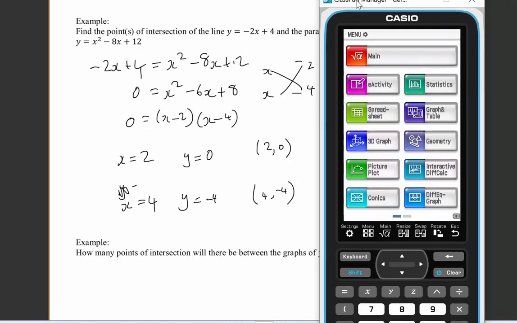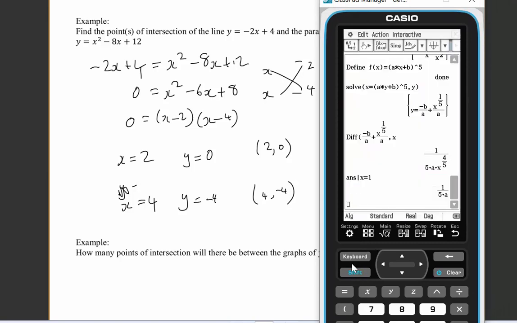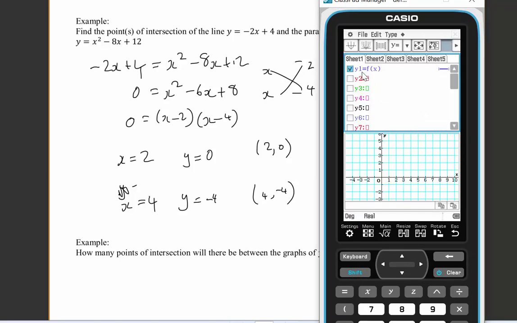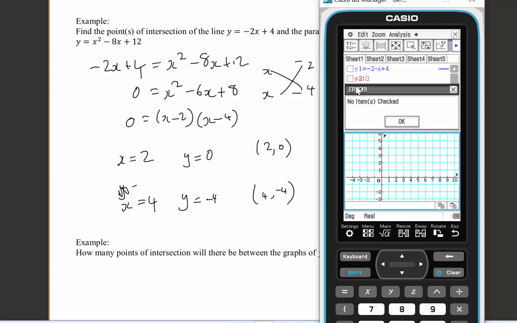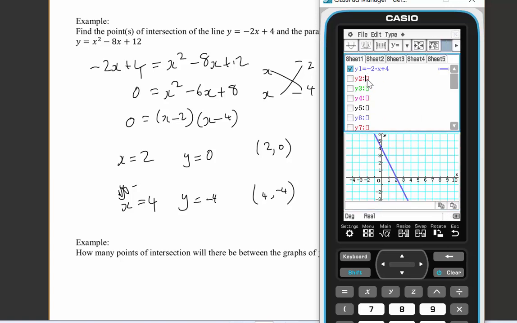So here's my calc. So what I'm going to do is just go to graph and table, graph the linear, y equals negative 2x plus 4. Oops. There's that. And the quadratic, x squared take 6x plus 8. And what I could see is there's an intersection there, and obviously another intersection at negative 4.